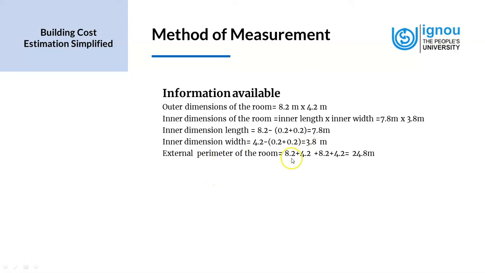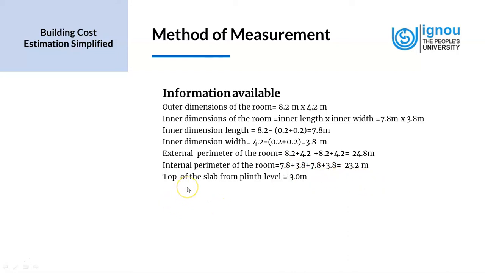So the external perimeter of the room, with the dimensions as 8.2 meters by 4.2 meters, would be 8.2 plus 4.2 plus 8.2 plus 4.2, which is 24.8 meters. Similarly, the internal perimeter of the room would be twice the sum of 7.8 and 3.8, because it is length plus breadth plus length plus breadth. So we have 7.8 plus 3.8 plus 7.8 plus 3.8, which is 23.2 meters.